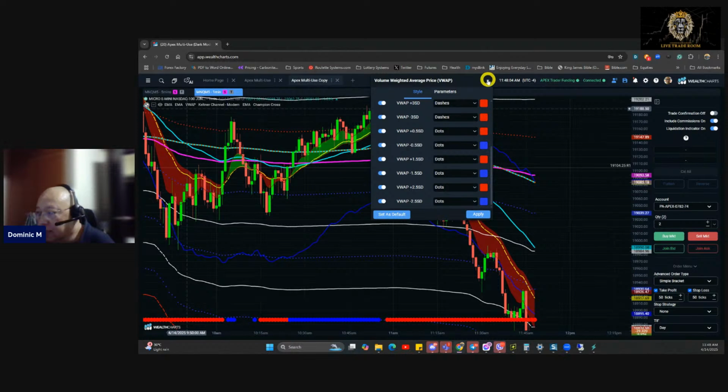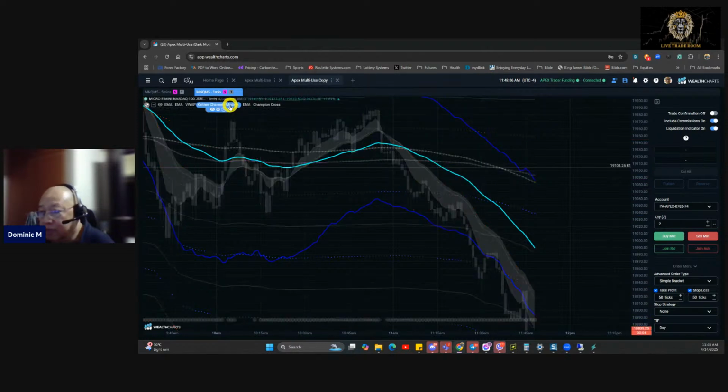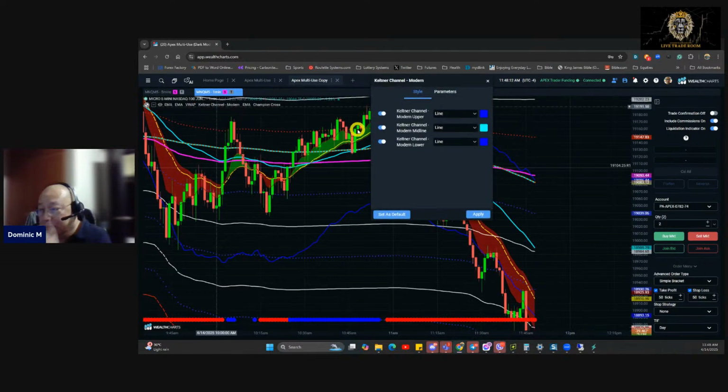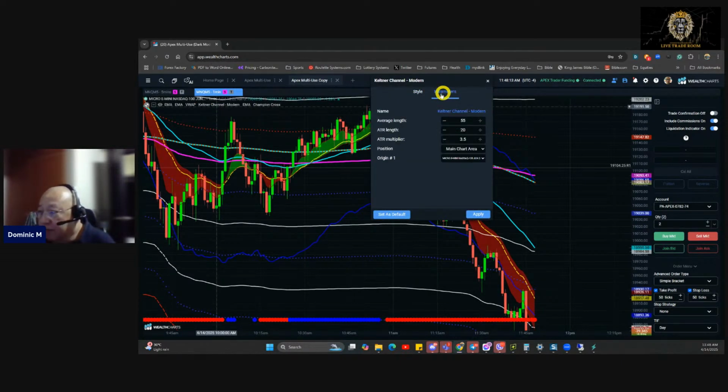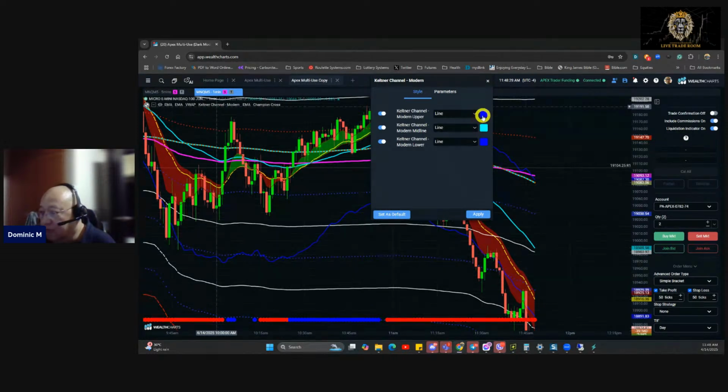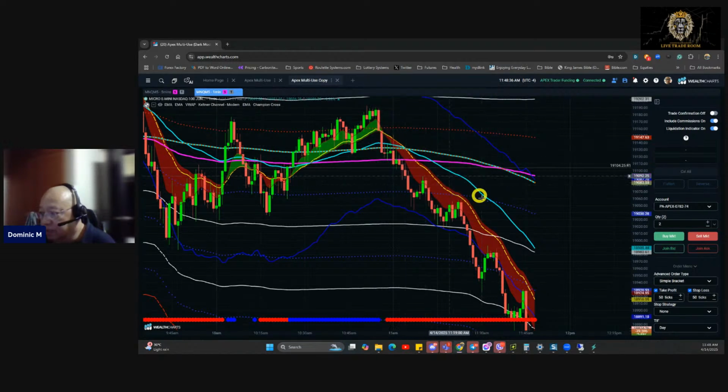Okay. Next one, Keltner channel, modern. There's two kinds they have, but choose modern. Now here's the thing right there. The parameters are 55, length is 20, multiplier is 3.5. Now you can set the style. The upper band, which is up here, or the lower band, which is down here, I have as a different color. You can see blue. The mid band is a teal, which is this one. This is the mid right here. This is a 233. Those dots there, that's a 233.